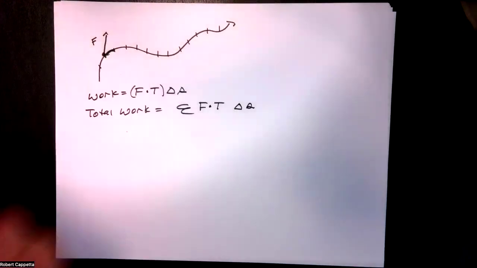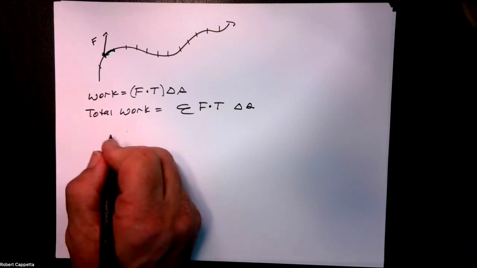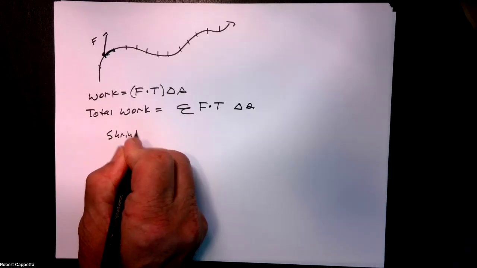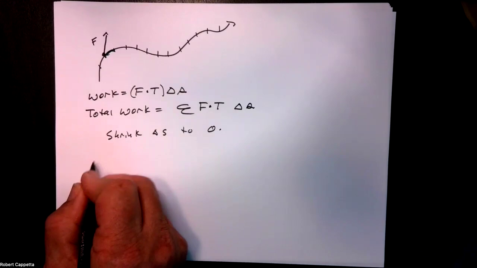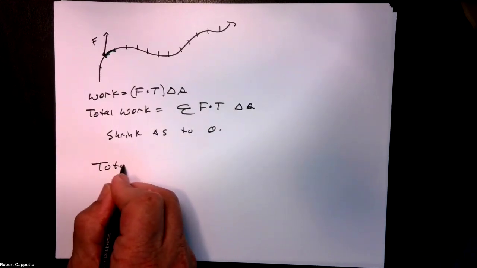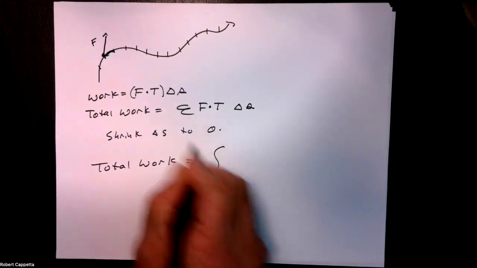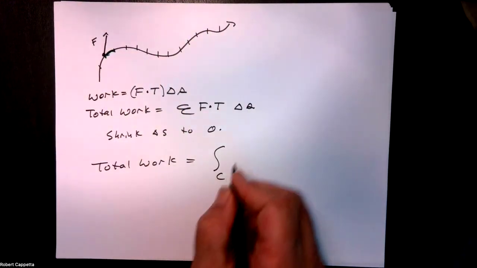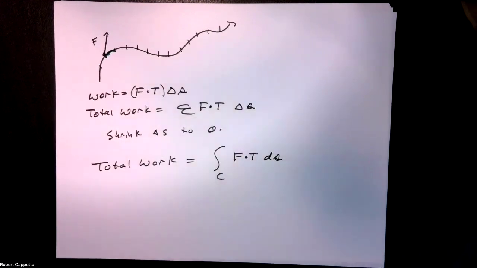If the work is positive, you're going with the flow. If it's negative, you're going against the flow, which is why I can ignore the absolute value. And then as we shrink delta S to 0, we turn that into an integral. And we get total work is the integral over that entire curve of F dot T ds. So that's how we get that geometrically.